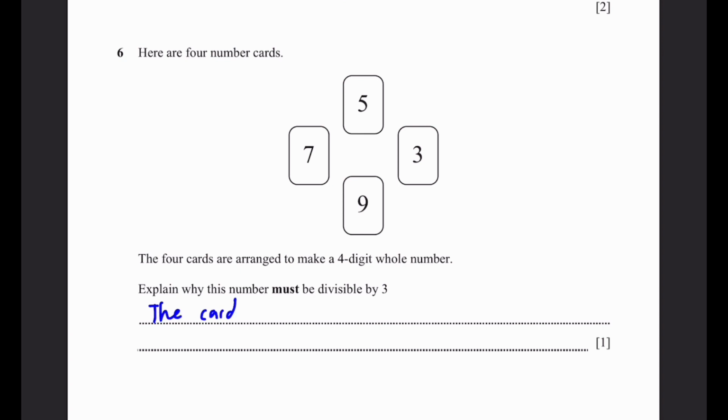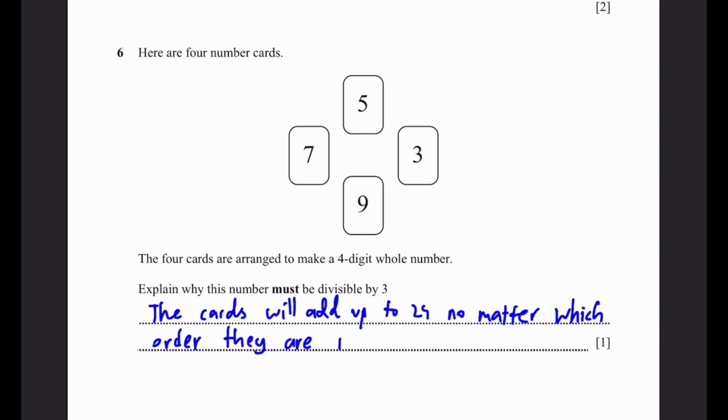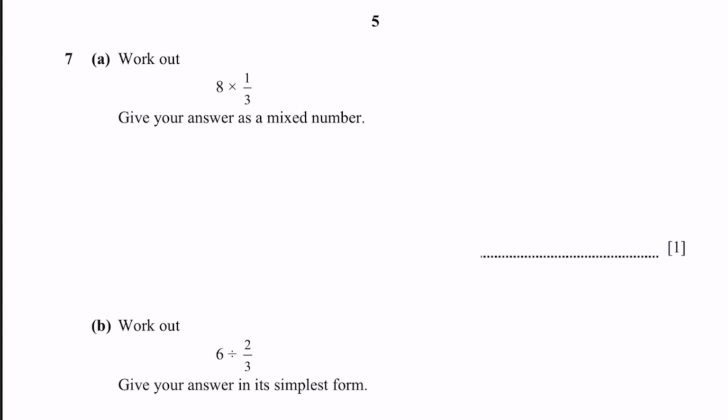The cards will add up to 24 no matter which order they are placed in. And 24 is divisible by 3. That's the answer.